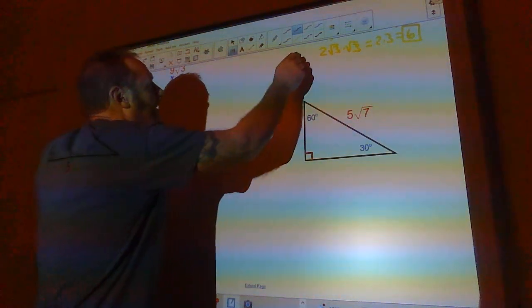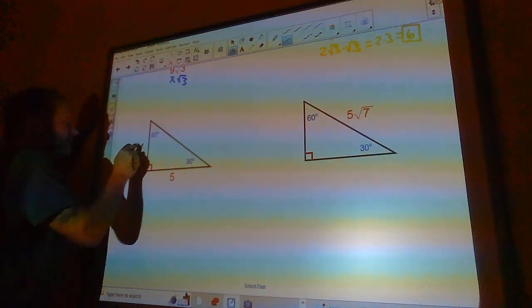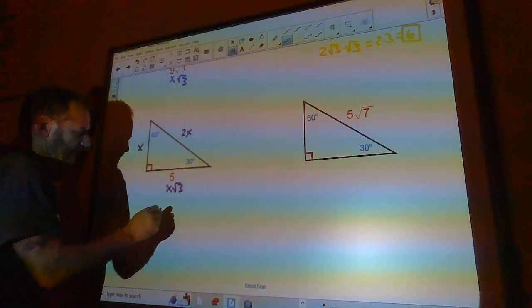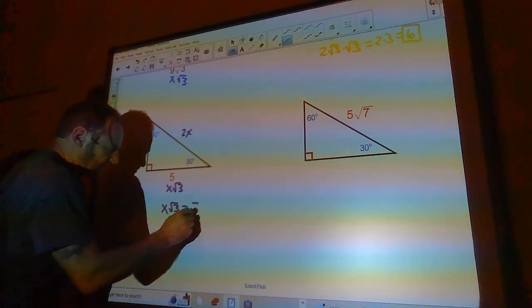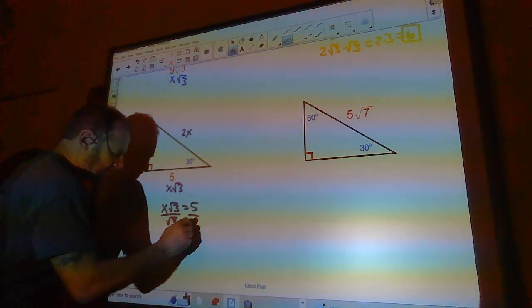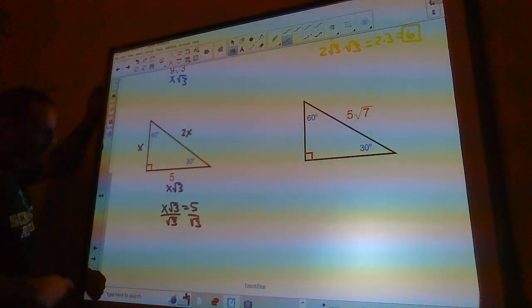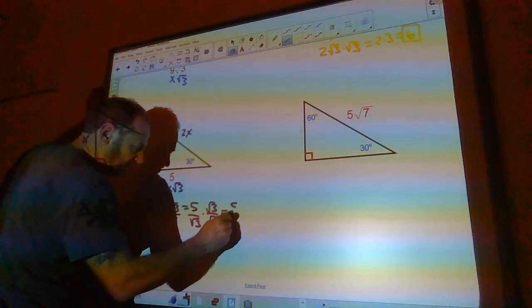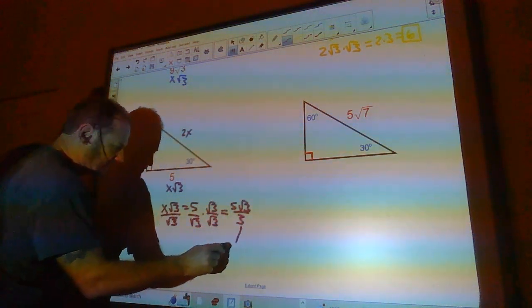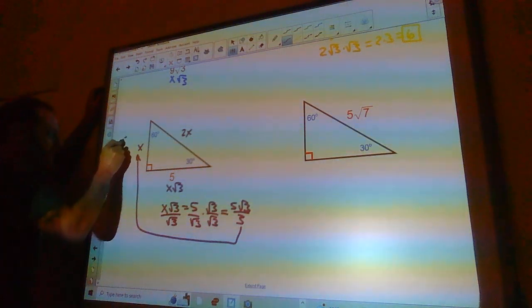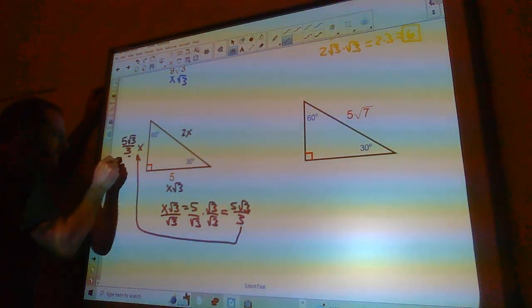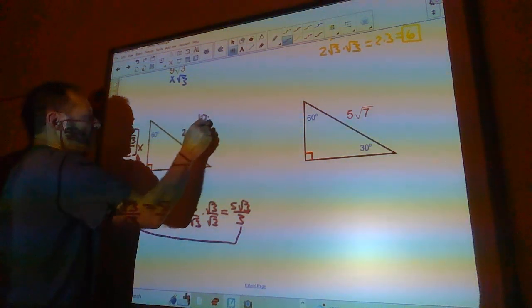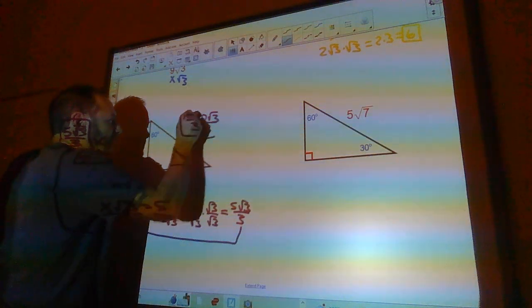Okay, so let's do this. This is x, this is 2x, this is x square root of 3. So x square root of 3 is equal to 5, which means I'm going to divide by square root of 3 to figure out what x is. And I need to rationalize this. So this is going to be 5 square root of 3 over 3. That's going to be that side right there. And then this is just going to be twice as big, so it's going to be 10 square root of 3 over 3. That's pretty easy to do.